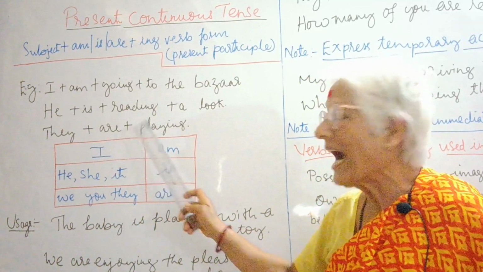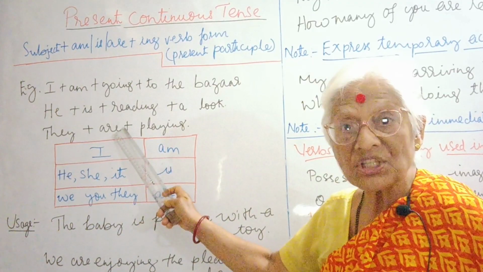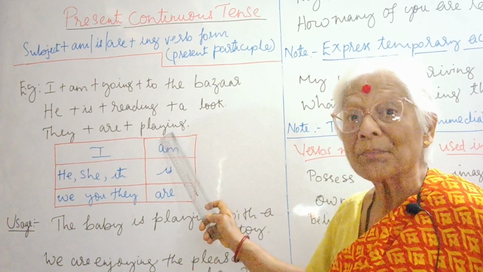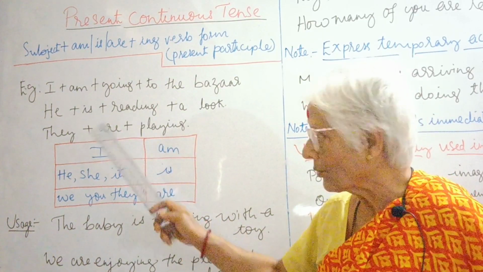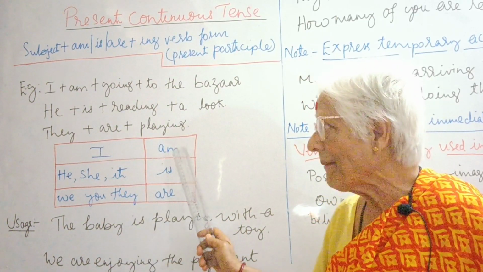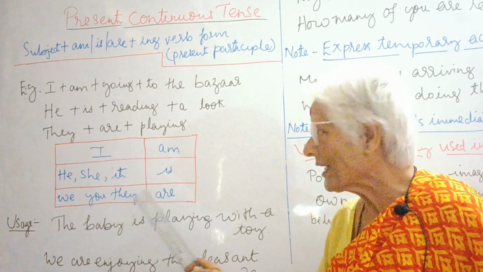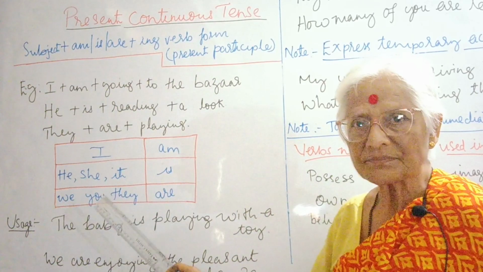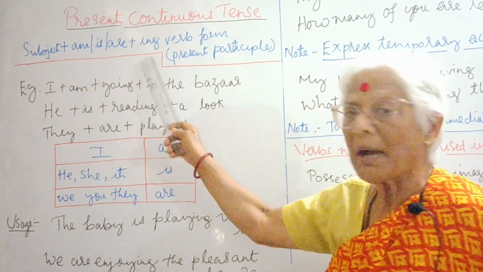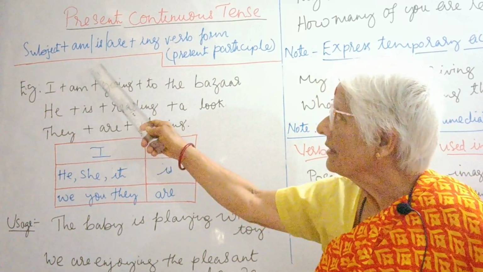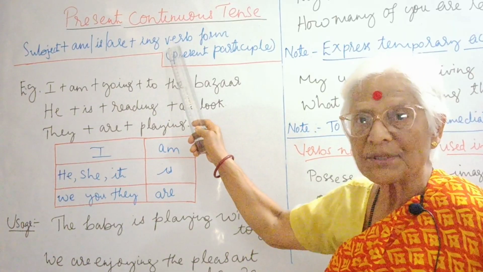So, they are playing. Subject, are the primary auxiliary, and playing the present participle. I confirm that this is very clear to you. Right. So I am, he, she, it is, we, you, they are. Remember this table. If you remember this, you will not go wrong. And of course, bear in mind the subject, the primary verb, and the present participle.